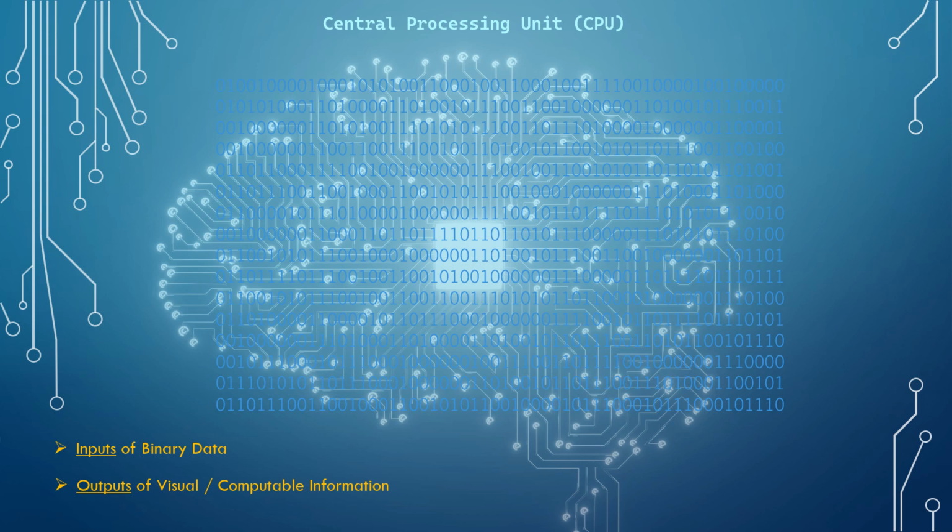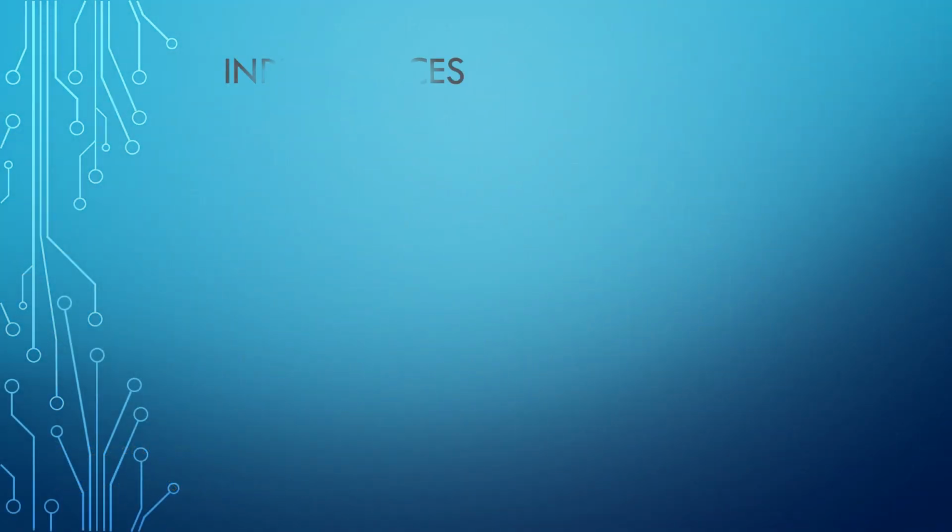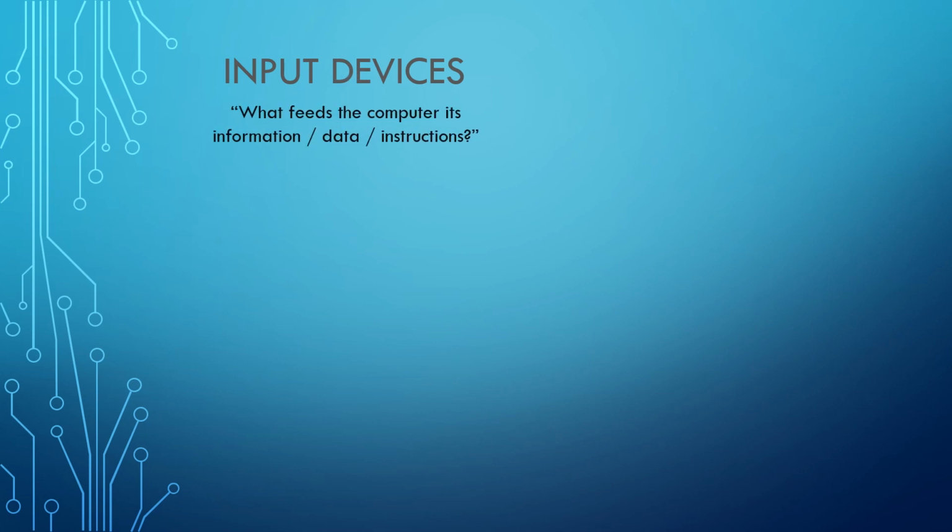Now let's go over different types of inputs and outputs. I've listed a couple here, but let's go over a more extensive list. Now let's start with input devices. This is what feeds the information to the computer and gives the computer its instructions. Examples are going to be keyboards, for instance, typing up a Word document. You can have your touchpad or your mouse.